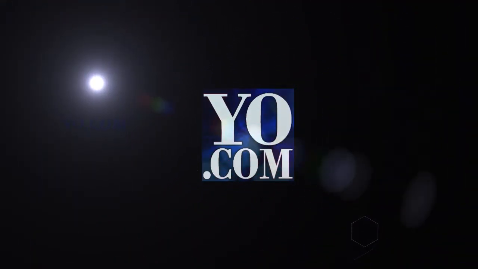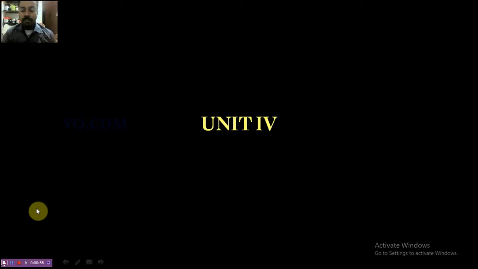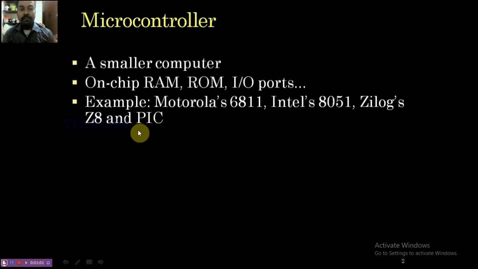Okay, so what is a microcontroller? A microcontroller is a smaller computer on a chip: RAM, ROM, IO port. Okay, this is a microcontroller. So what is a microcontroller? What is a microprocessor? Microprocessor means the CPU only, that is the arithmetic logic unit, ALU, but a microcontroller is the computer.